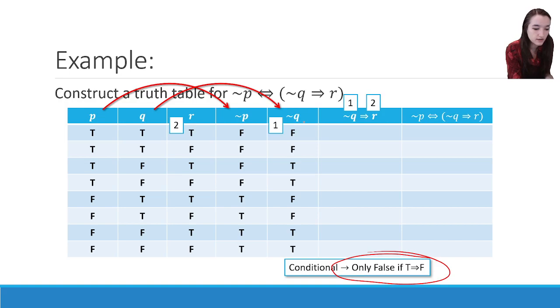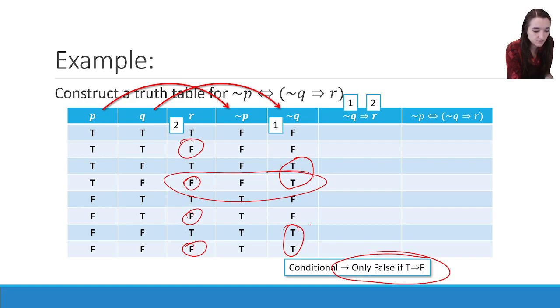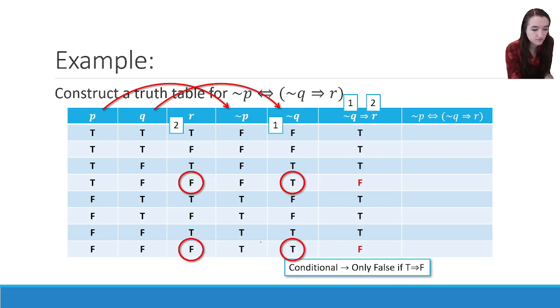So our 1 column is negation of Q and our 2 column is R. So we want to look for starting true, so that's here and here, ending false, that's here, here, here, here. So where do those actually line up? That's going to be this one and this one, like so. So those are going to be the only ones that end up being false, and everybody else is true.